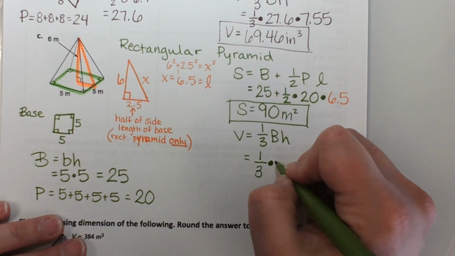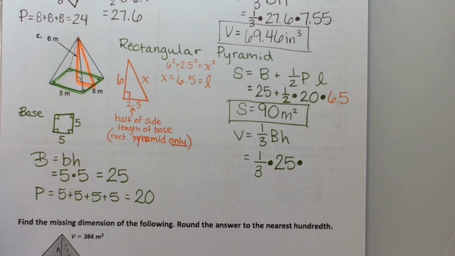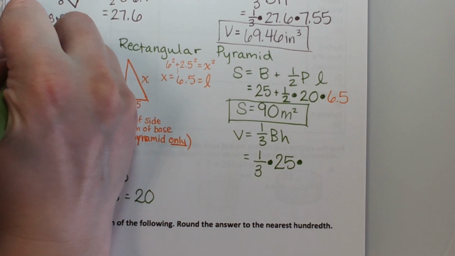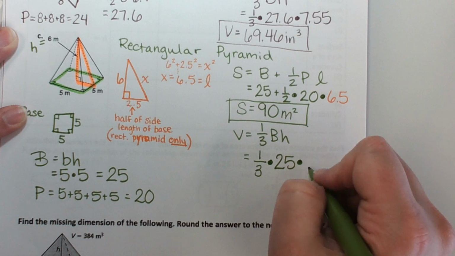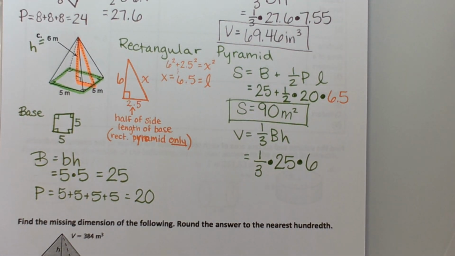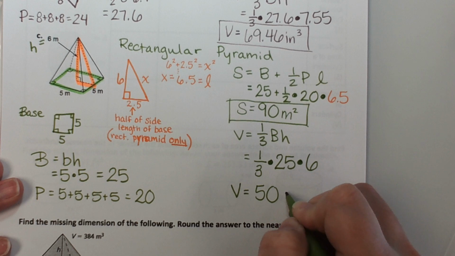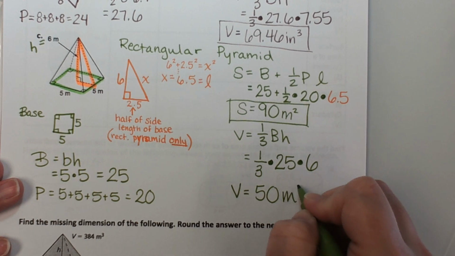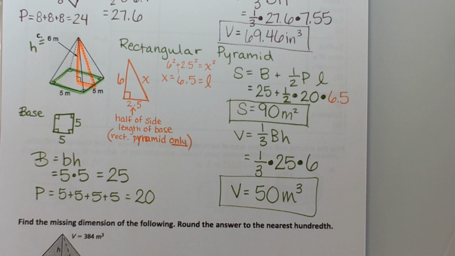Volume being base times height is 25 times 6. 6 is the true height of the pyramid. You're gonna get 50. Meters cubed. Okay.